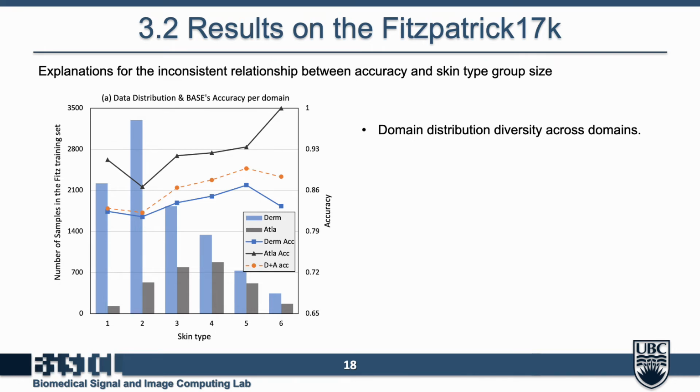As illustrated in the figure, derm has the most samples in type 2, the fewest samples in type 6, and a higher average accuracy. But atla has the most in type 4, the fewest in type 1, and a lower average accuracy. The diversities of distribution and classification difficulty across domains conceal the real pattern when we directly train models on 2 domains and only report the overall accuracy.